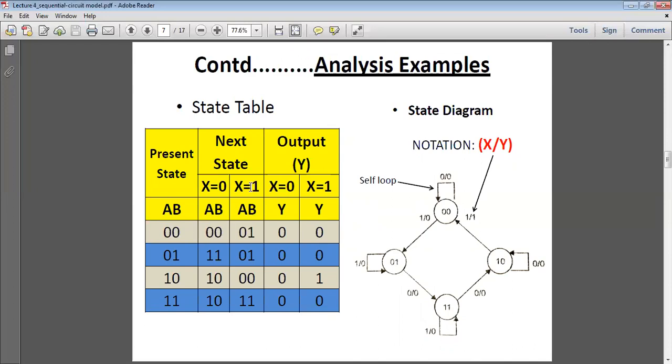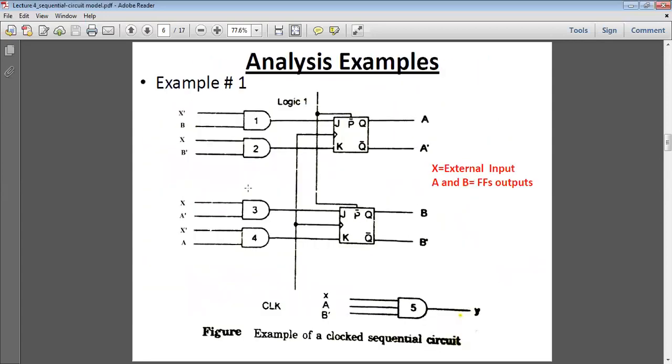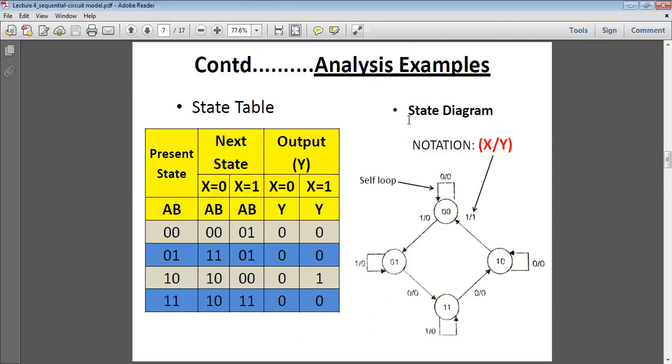Now when X is equal to 1, what is the output? When X is equal to 1, B is 0, so B complement is 1, so 1 1 here, and the AND gate 2 output is 1 and here is 0. So 0 1, so the first flip-flop output is 0. So A is 0, so next state A is 0.